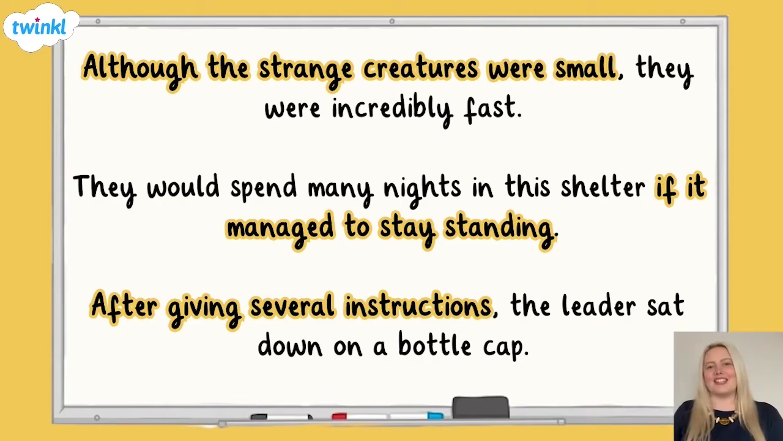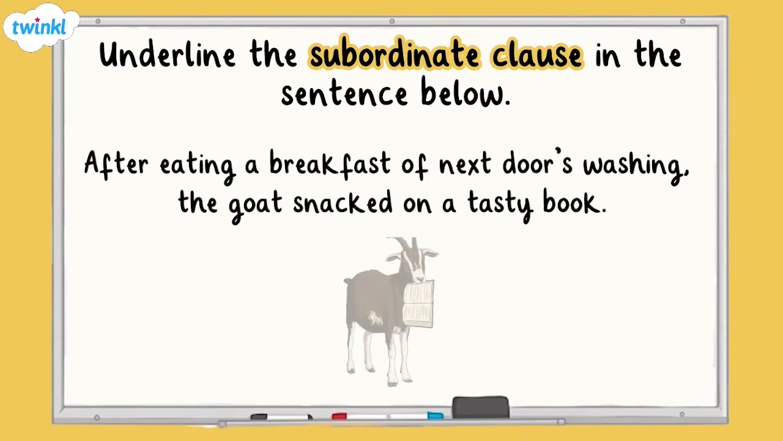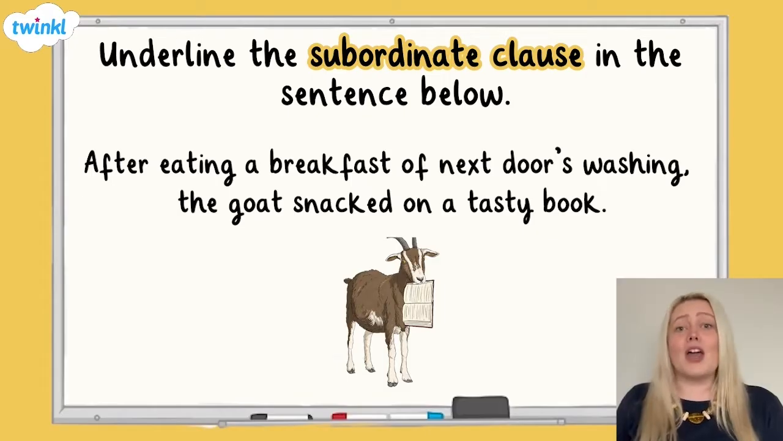In each of these sentences, the subordinate clause begins with a subordinating conjunction and relies on the rest of the sentence to make sense. Let's take a look at our first question. You're being asked to underline the subordinate clause in the sentence. You'll need to look for the part of the sentence that begins with a subordinating conjunction and doesn't make sense on its own. After eating a breakfast of next door's washing, the goat snacked on a tasty book. Remember, it won't make sense on its own.